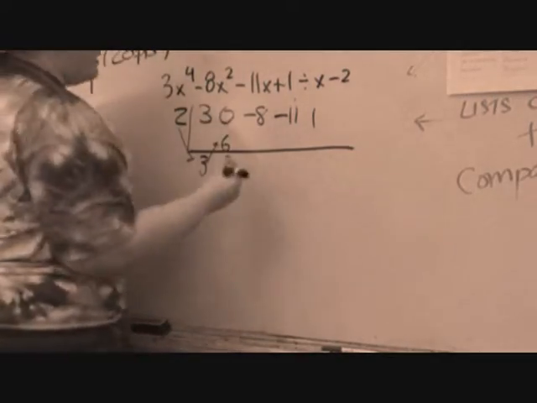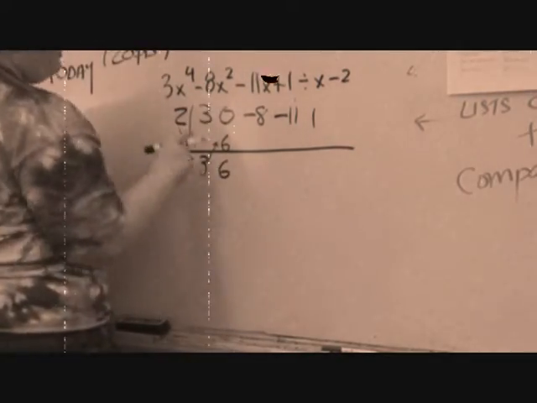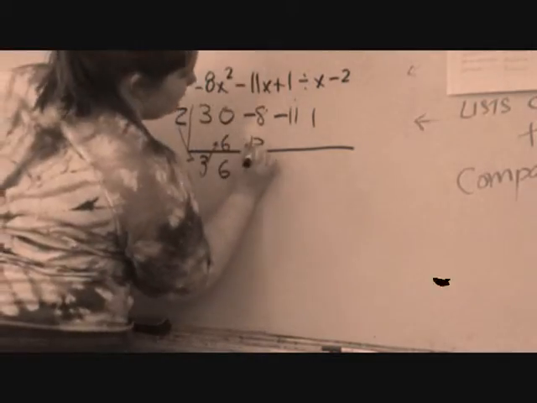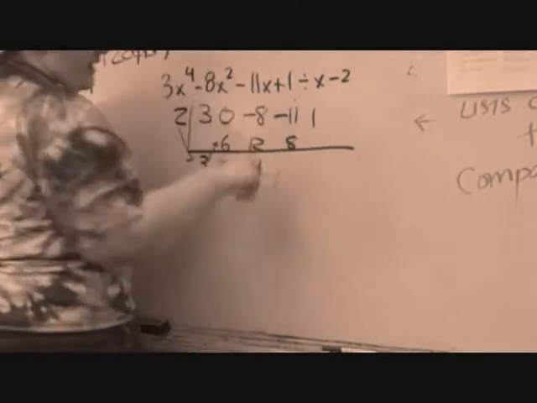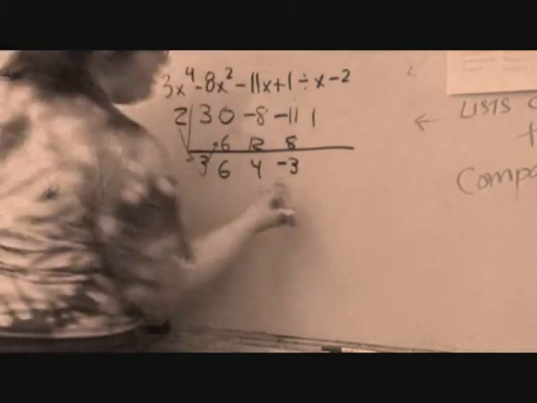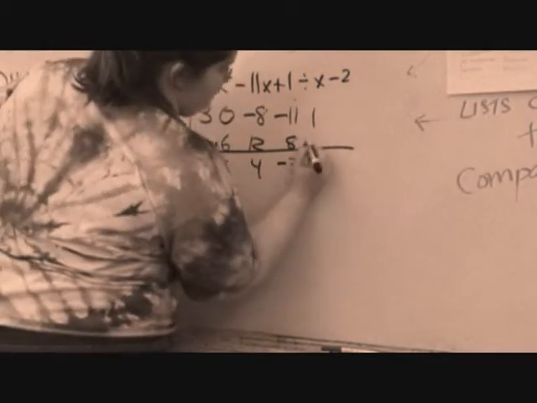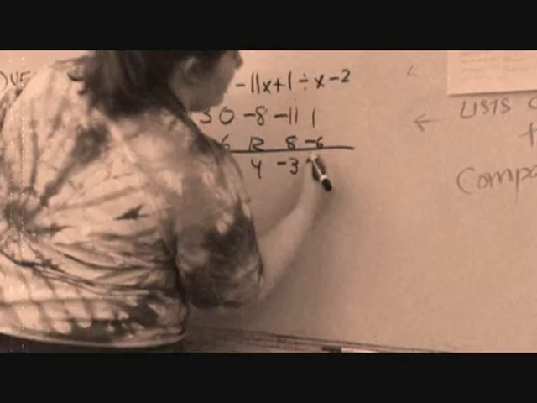Then you're going to add this. 0 plus 6 is obviously 6. Then you're going to repeat the process. You go 2 times 6 is 12. Add it, and you get 4. Then you're going to go 2 times 4 is 8. Add it, you get negative 3. Then you're going to go 2 times negative 3 is negative 6. Then you're going to add that, and you get negative 5.